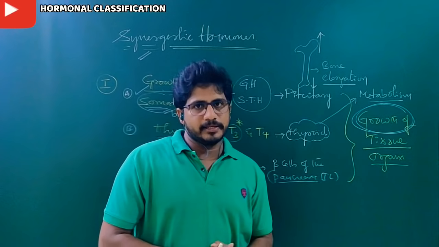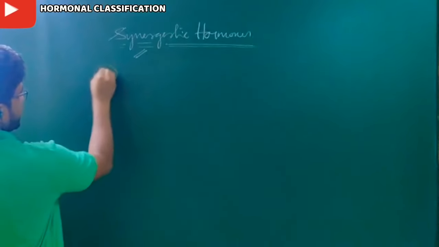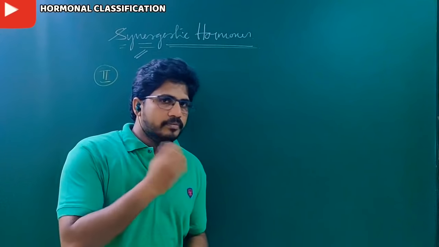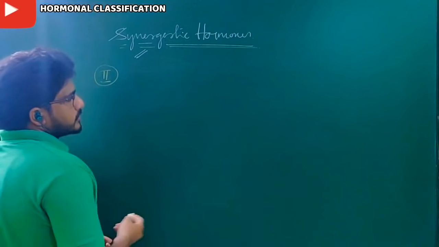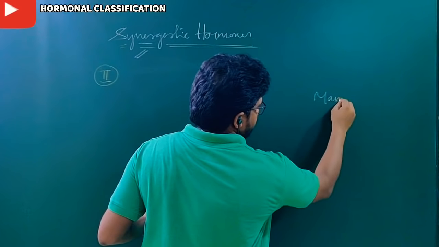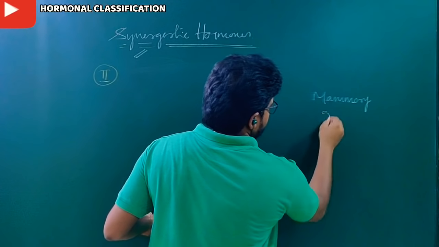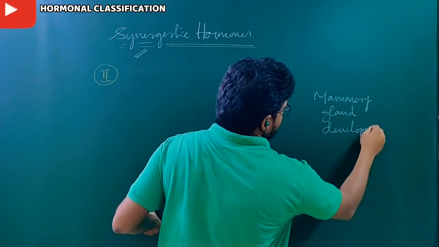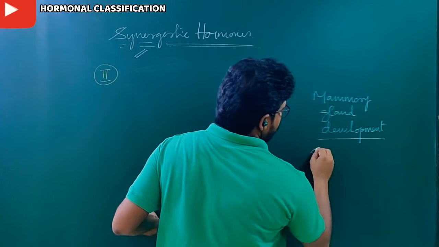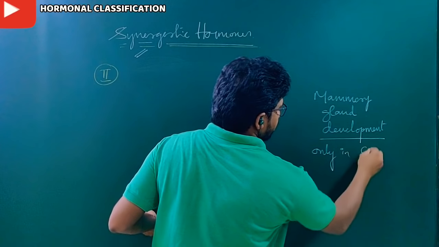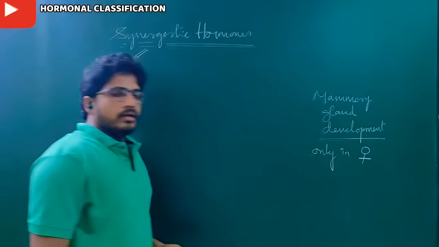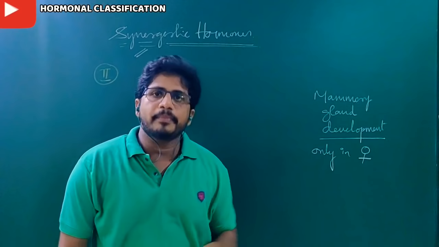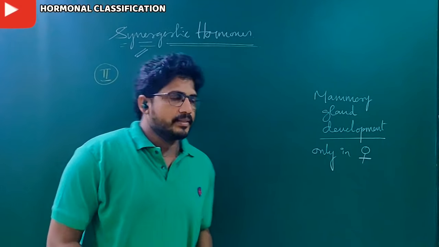Another example, let me explain to you. The second case, an instance of synergistic hormones apart from growth. Let me tell you the function first. Mammary gland development. This takes place only in females. So growth happens in both males and females, but mammary gland development takes place only in females.